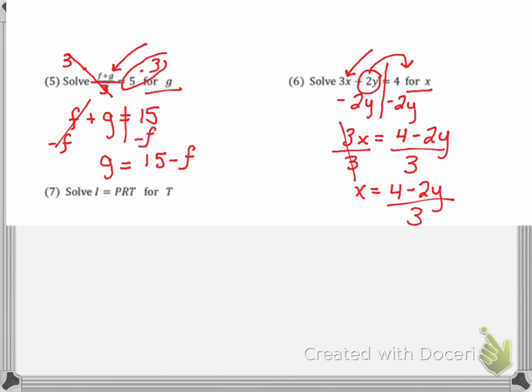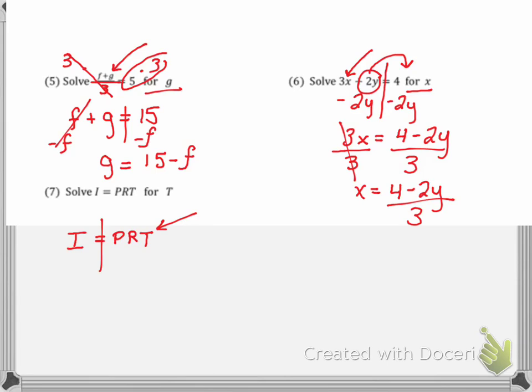So maybe try number 7 on your own. Hopefully you're feeling a little confident, willing to try one on your own. So for this one, I equals PRT. It's a simple interest formula, if you were wondering. I'm trying to isolate the t, right? The t again. Gosh, I'm so funny.